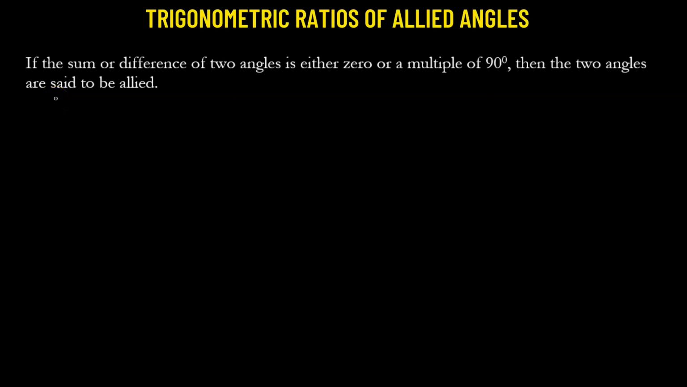Let's try to understand allied angles. Two angles are said to be allied if the sum or difference of the two angles is either 0 or a multiple of 90 degrees. Meaning, we will start with an example.